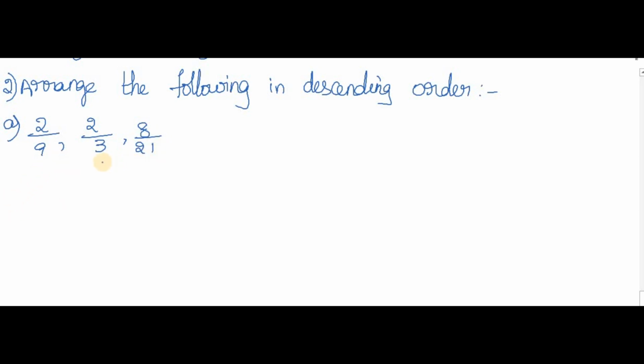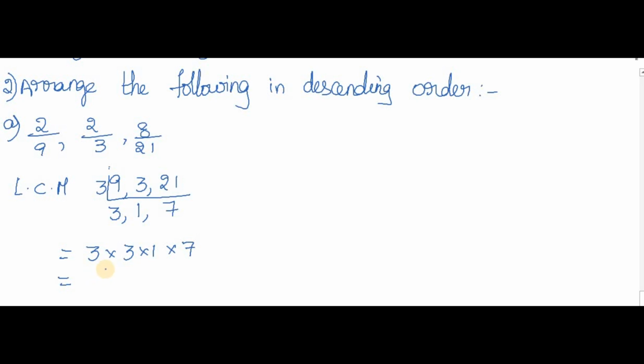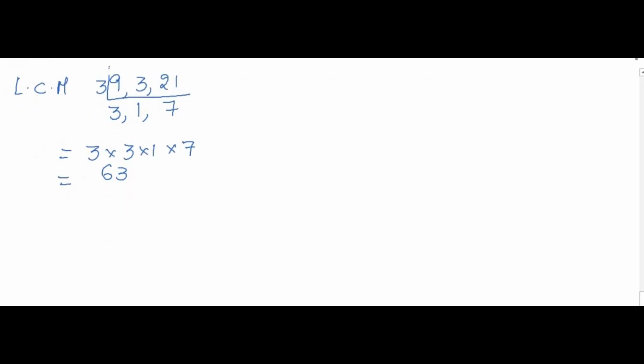So my denominators are different, then how can I arrange them in ascending order or descending order? First thing, I have to change my denominators. To change, we have only one concept, that is LCM. All these are multiples of 3. 3 3s are 9, 3 1s are 3, 3 7s are 21. As 3 and 7 are prime numbers, we can stop finding the factors. 3 3s are 9, 9 1s are 9, 9 7s are 63. So here my LCM is 63.